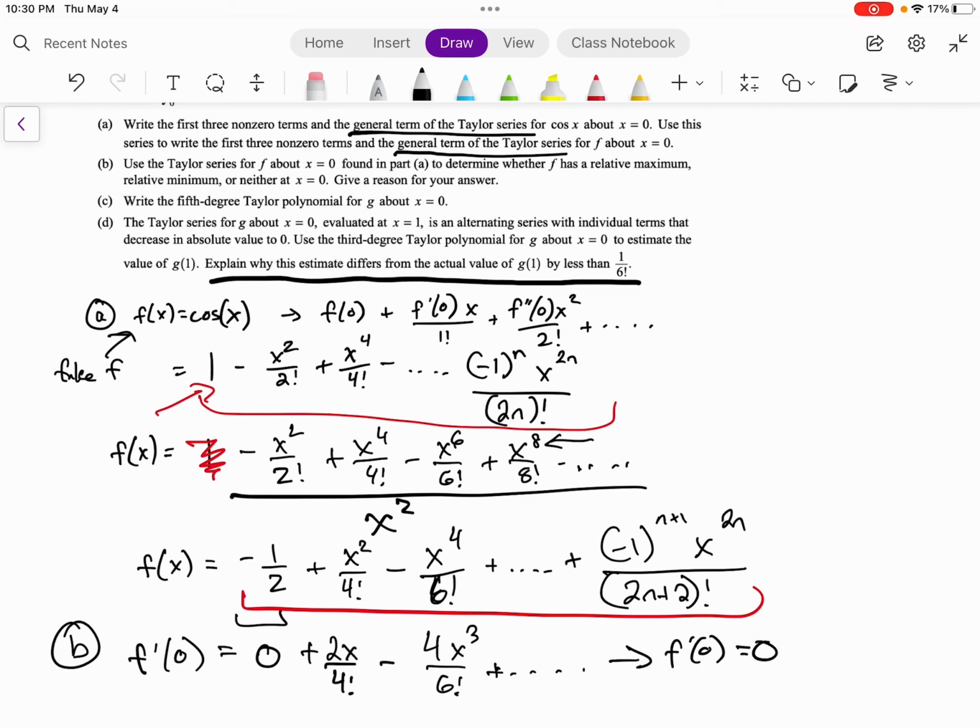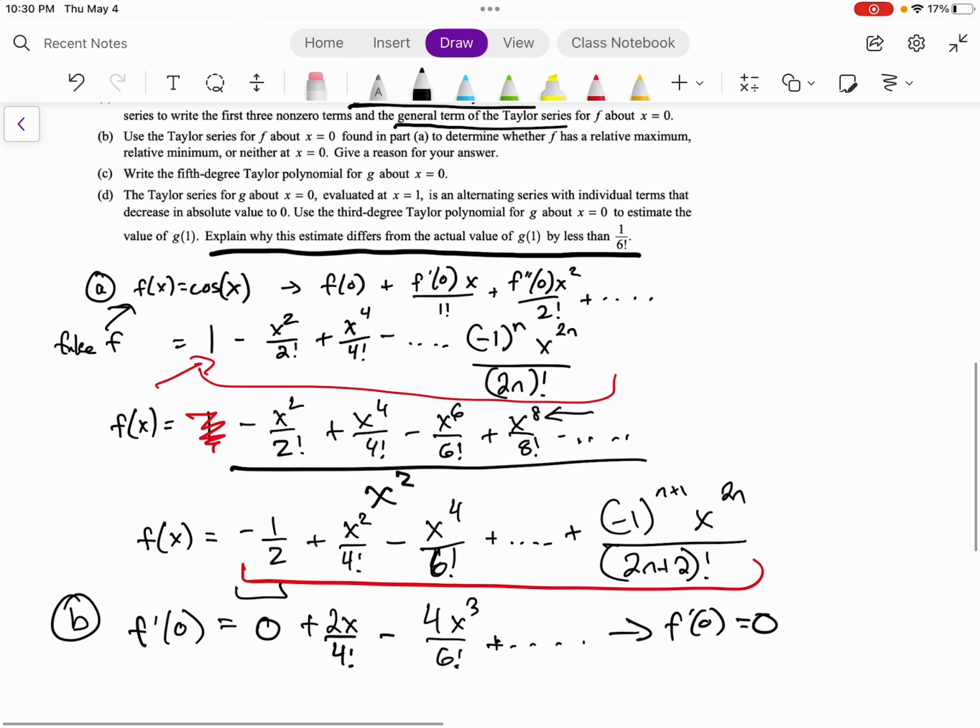Something I shared with, I think, both classes, is that if they're asking you on one of these to determine whether it has a relative max or min or neither, they're going to be asking you to apply the second derivative test. We should assume the first derivative is probably going to yield 0, or else obviously it has neither. If the first derivative isn't 0, it doesn't have a max or a min. So it's good that we got that the first derivative is 0.